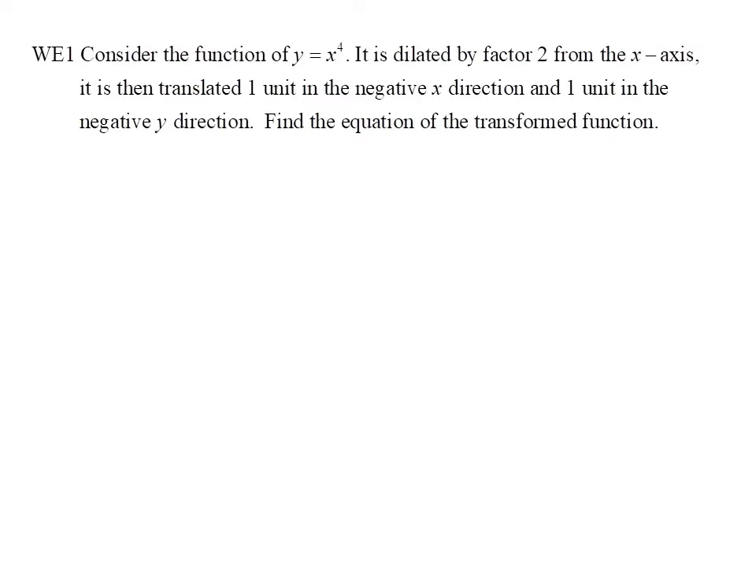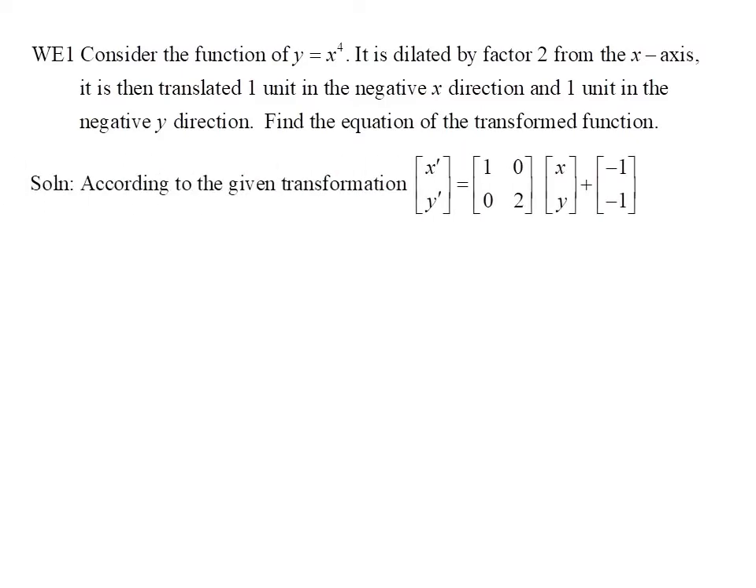Example 1 shows a function of y equals x raised to the 4th, which undergoes the following transformations: dilated by factor 3 from the x-axis and then translated 1 unit in the negative x direction and 1 unit in the negative y direction. The question is to find the equation of the transformed function. To answer this question, we use a 2 by 2 matrix to represent the dilation and a 2 by 1 matrix to represent the translation parallel to the x and y axes.